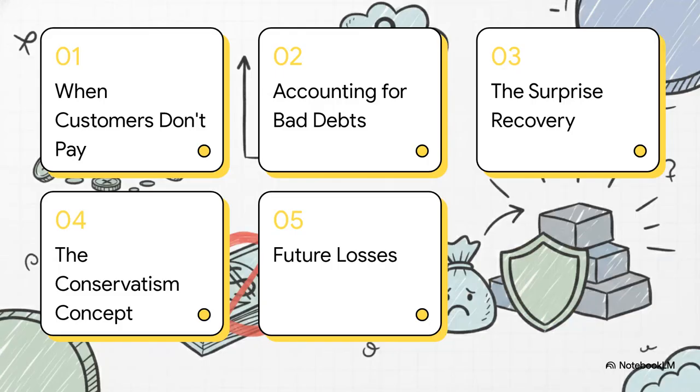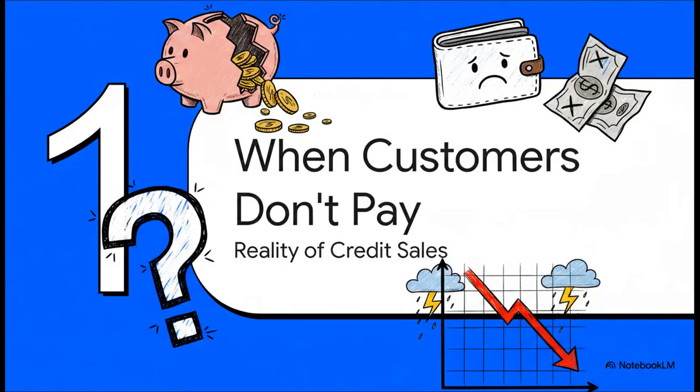Here's our roadmap for today. We'll look at what happens when customers just don't pay, how to account for those bad debts, and then we'll look at the happy surprise of a recovery. After that, we'll zoom out to the conservatism concept and how to proactively account for future losses. Let's jump in. Section 1.